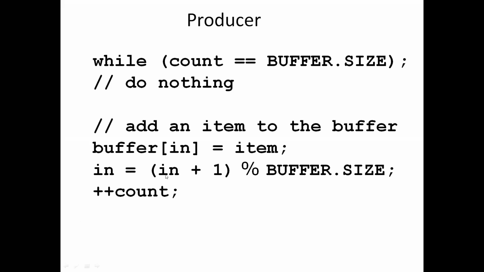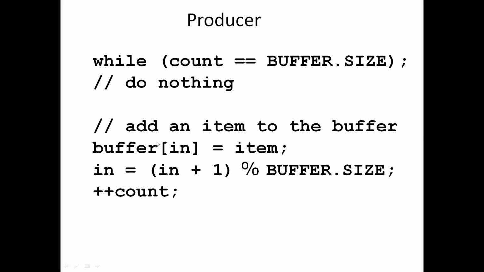To transfer from the fourth position to the 0th position, we are writing this statement, that is in equal to in plus 1 mod buffer size. If in is equal to 4, 4 plus 1 becomes 5, and 5 mod 5 is 0. So once the fourth position is filled, we need to go to the 0th position to place the produced item, because here we are using a circular queue, which we discussed when we covered the producer consumer problem.